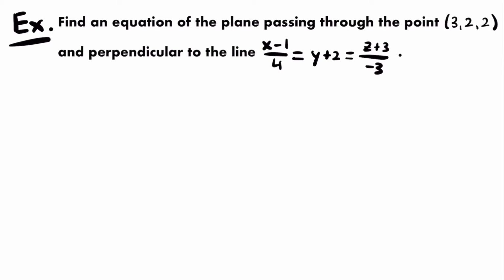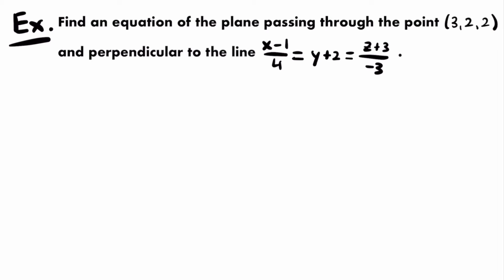Next up we want to find an equation of the plane passing through the point (3, 2, 2) and is perpendicular to the line (x minus 1)/4 is equal to y plus 2 is equal to (z plus 3)/(negative 3). This is a little bit different than what we've done so far. In our previous two examples, we were finding an equation of a plane given a point on that plane and a vector that was perpendicular to it, or a normal vector, but in this case we're given something a little bit different. We still have a point on the plane, that part didn't change, but now we are given a line that the plane is perpendicular to.